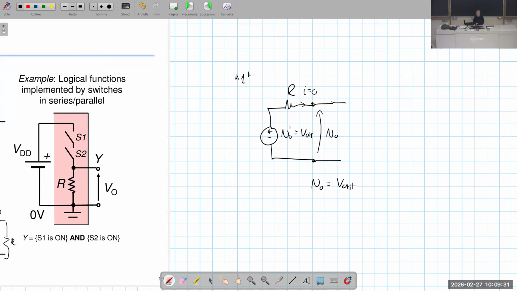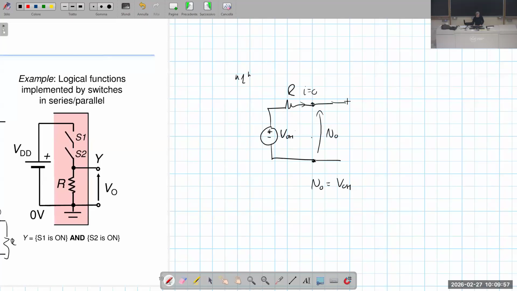VOH. This voltage source is VOH. Clear? Is that clear to everyone? And so, if I don't put anything, if there is not anything connected to the output of the gate, I have VO equal to VOH.